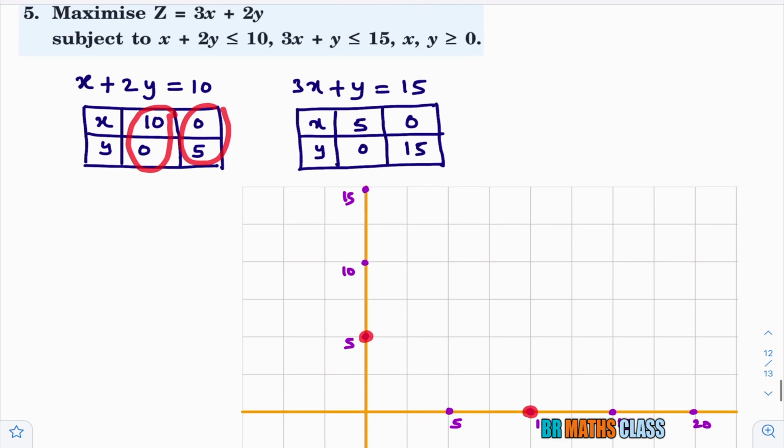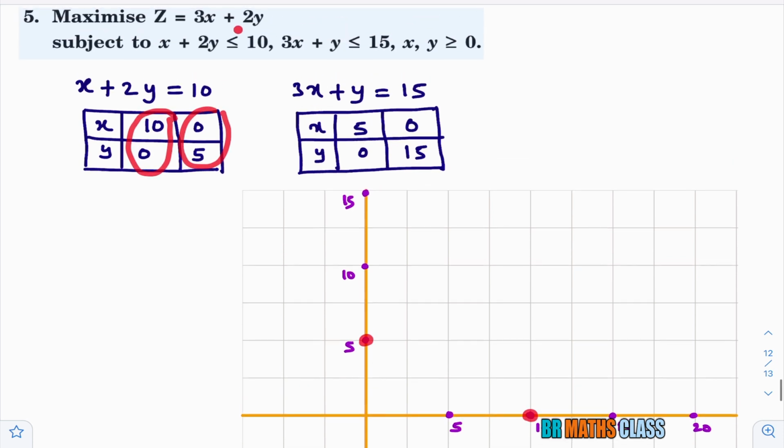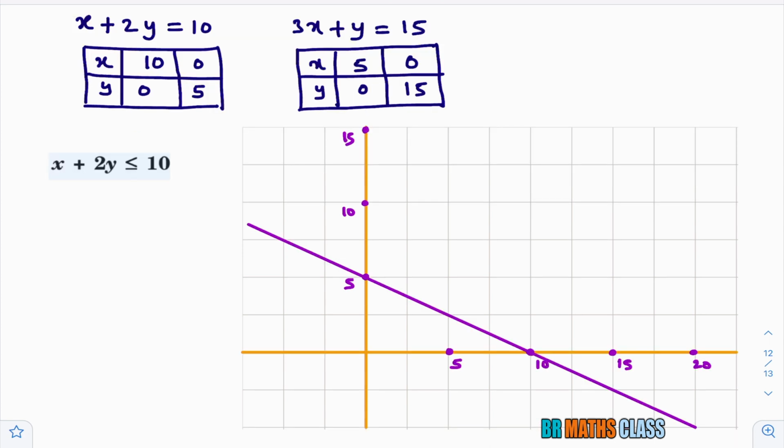If you observe, this inequality is x plus 2y less than or equal to 10. When less than or equal to is there, then we will draw the normal line. If they give strictly less than, then we will draw the dotted line. So you join a line passing through these 2 points. So we have drawn this line x plus 2y equal to 10. To graph this inequality, you can observe for this line, this side is the origin side of the line because the origin is present here. And this side is the non-origin side.